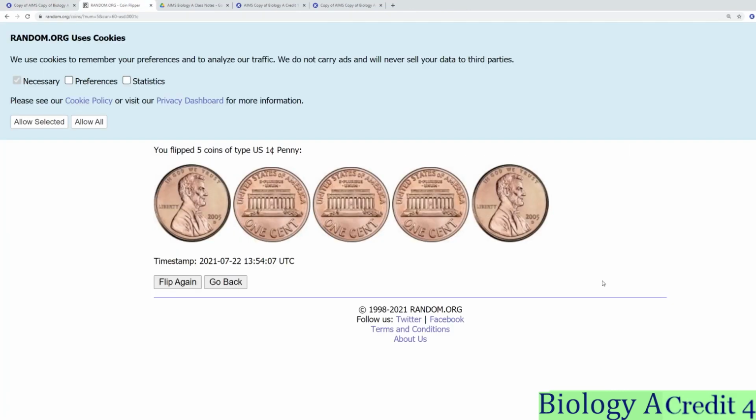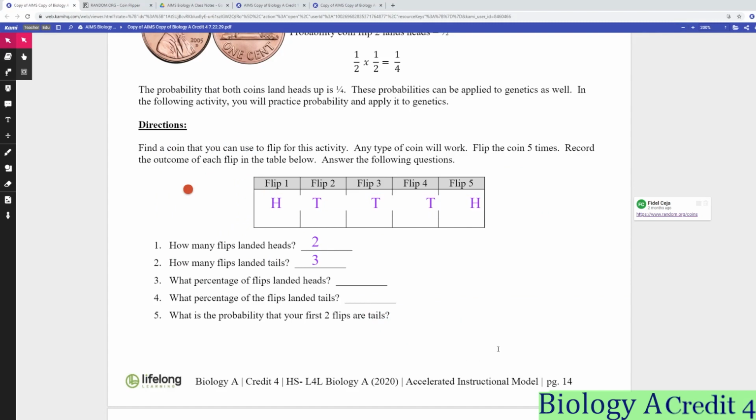What I did was I went to this random generator and I had it flip a coin 5 times. So for my penny, out of the 5 flips, the first one was heads, the second one was tails, the third one was tails, the fourth one was tails, and the final flip was heads. So we're going to document that on our chart, just like this, with just H for heads, T for tails. Nice and simple.